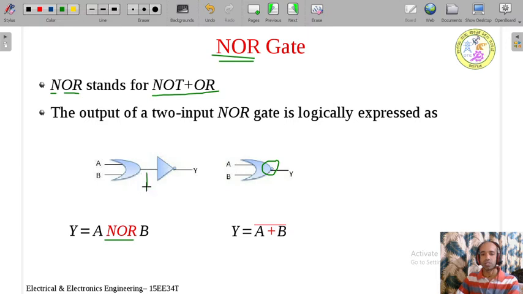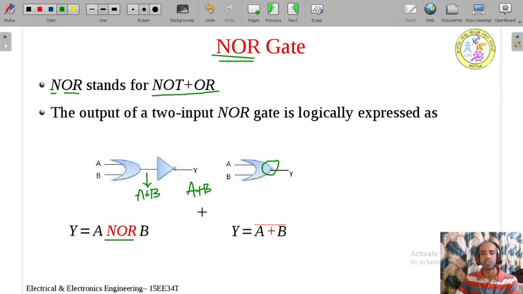Suppose you take this here, this is the OR gate. What is the output of this gate? It is nothing but a plus b. It is the OR operation. So what will the NOT gate do? Whatever input you give, that should be inverted. So what is the input here? The input is nothing but a plus b. The entire input you have to write down.